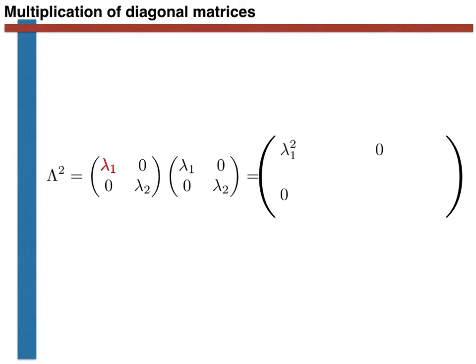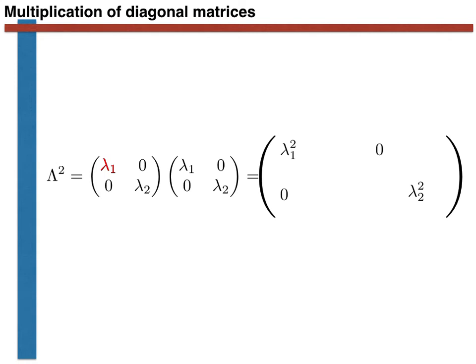To calculate the final 2,2 element, we take the second row of the first matrix and multiply it by the second column of the second matrix, and thus get 0 multiplied by 0, which is 0, plus lambda 2 multiplied by lambda 2, which is lambda 2 squared. We thus find that we can multiply two diagonal matrices together by simply taking the products of the diagonal elements.